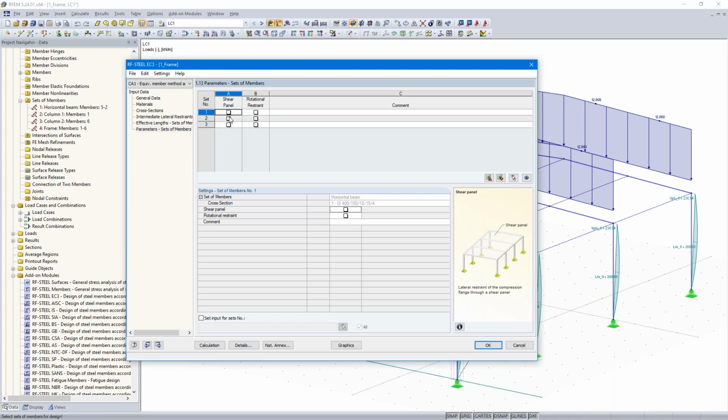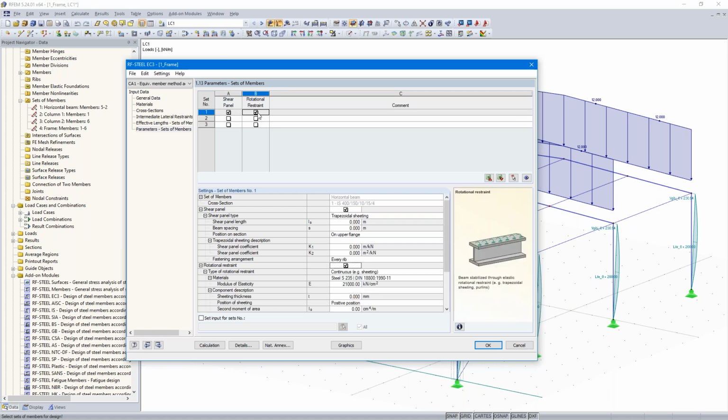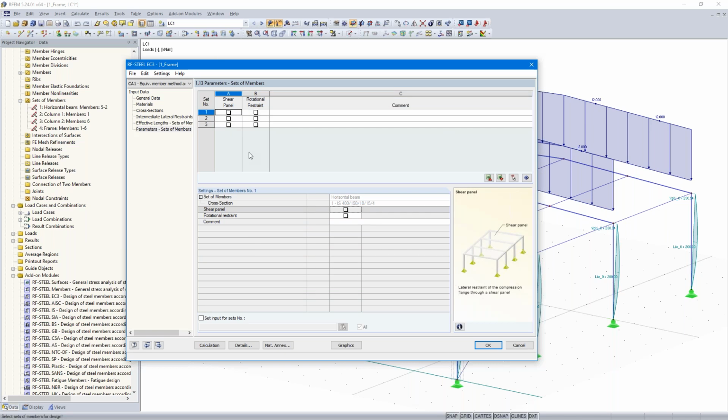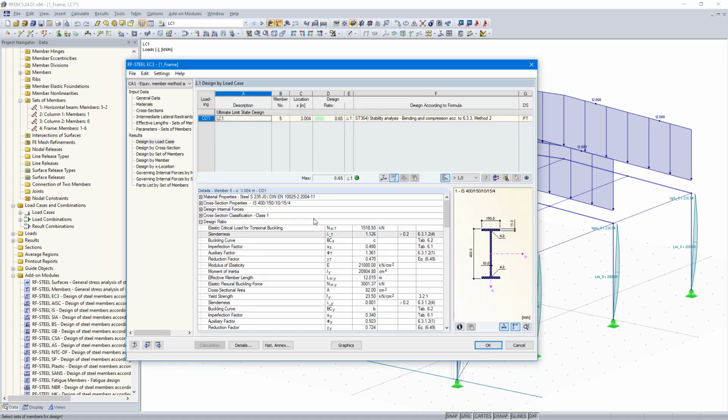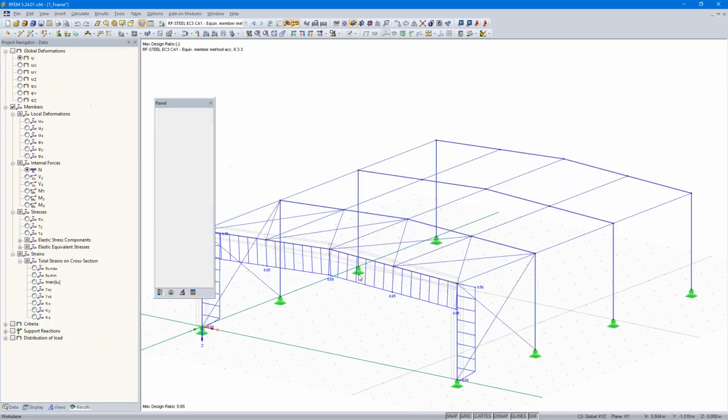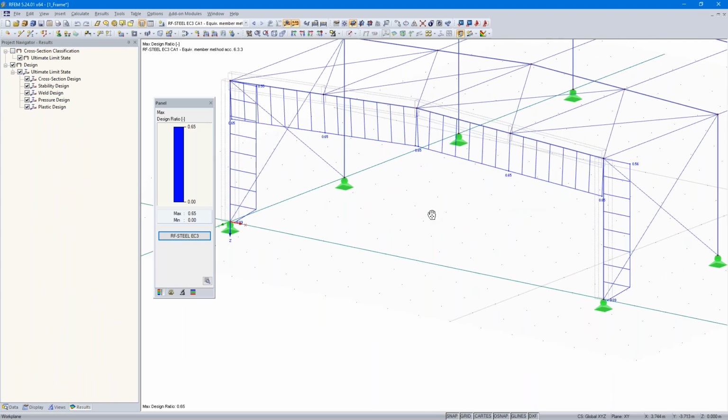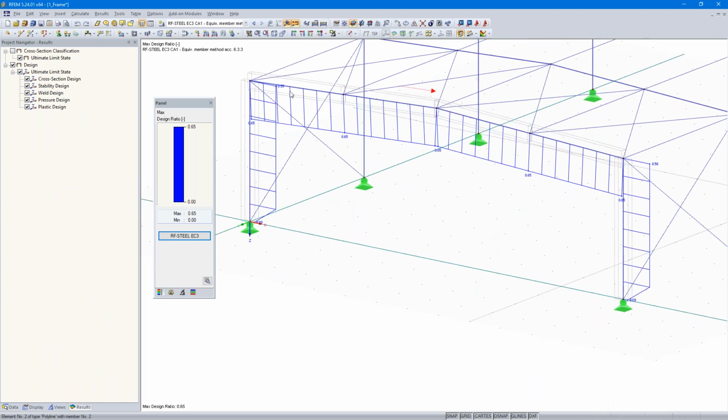Now we could here define or consider shear panels or rotational restraints by trapezoidal sheeting or purlins, but in this webinar I don't want to consider that, but it would be an option. Okay, then I calculate all. We get a design ratio of 65%. Go to the graphic. That's the design ratio, the horizontal beam and the columns.